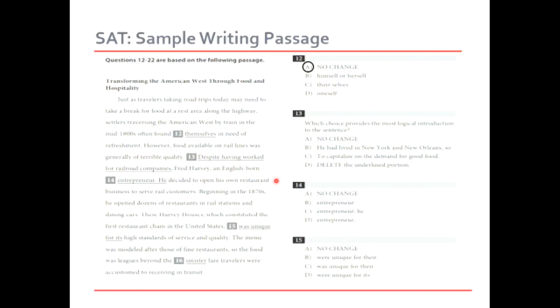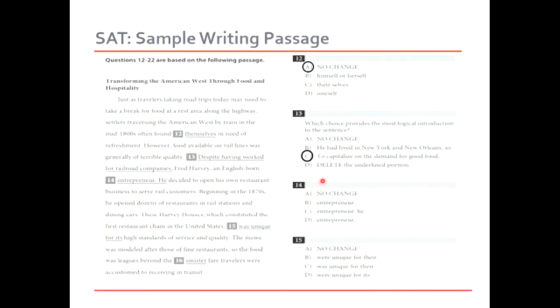So, let's read it with option C. To capitalize on the demand for good food, Fred Harvey, an English-born entrepreneur, decided to open his own restaurant business to serve rail customers. Now, see, this seems to be more logical, more meaningful, and makes it clear for the reader why all of a sudden Fred Harvey is being introduced as an entrepreneur. So, this needs to be taken care of. All right, so the right answer is option C.